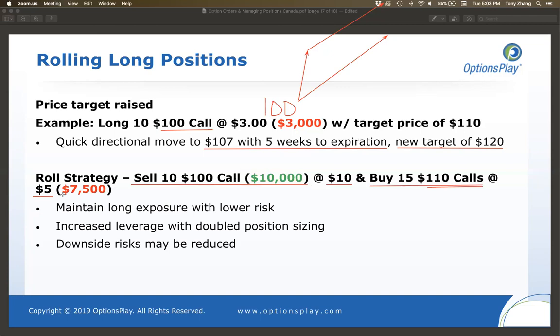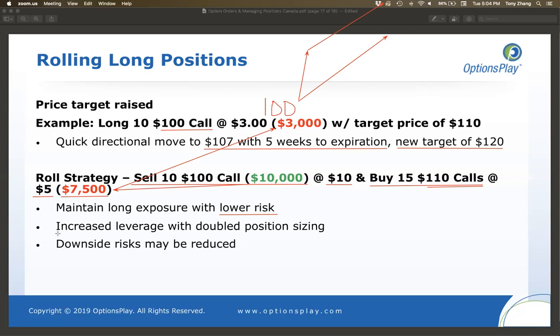And by buying this higher strike call, not only are they cheaper, we're going to be able to buy 15 for even less money. So our net on this trade is we're actually receiving a $2,500 credit, which offsets the $3,000 that you originally paid. So now what you've effectively done is you've maintained long exposure with lower risk, because instead of risking $3,000 on the whole trade, now your total exposure is only $500.